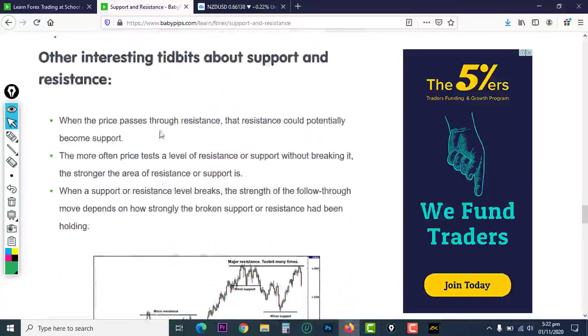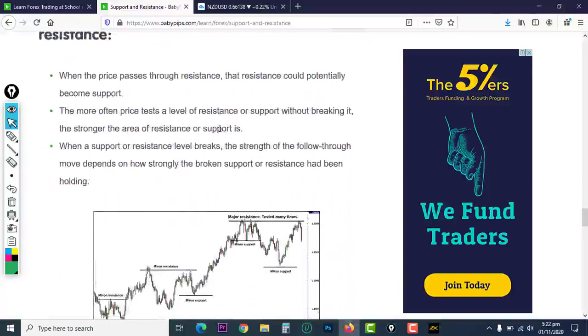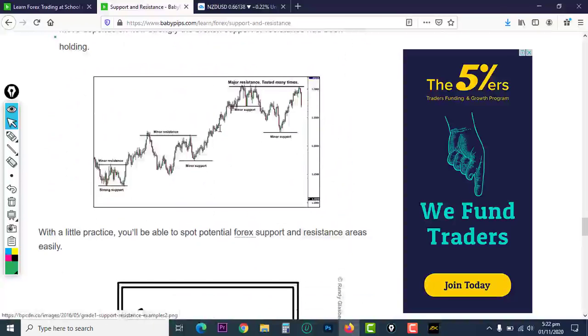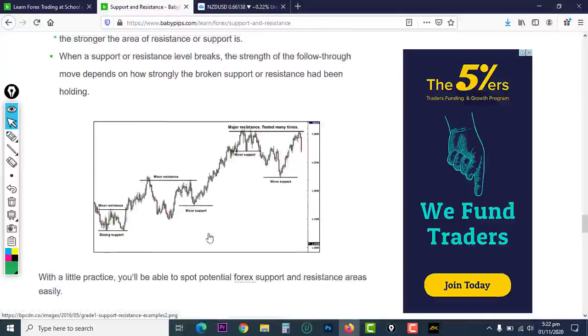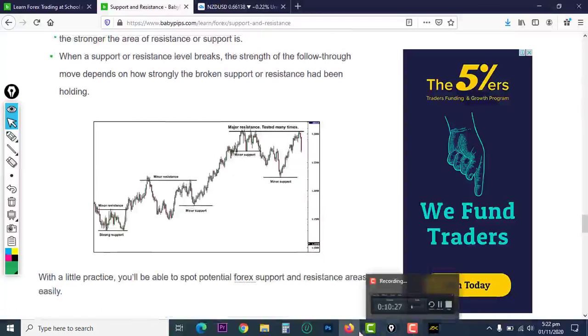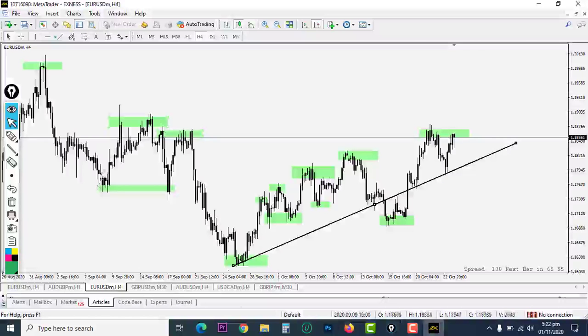Considering other tidbits about support and resistance level, what other things should we consider? That there are major support levels, there are minor support levels, there are also major resistance levels, and there are minor resistance levels. How do we know this? Let's go back to the chart and I'll show you real quick.